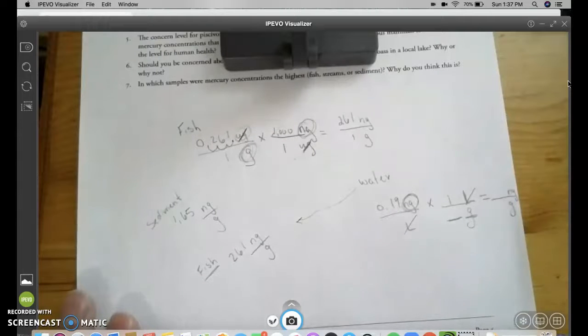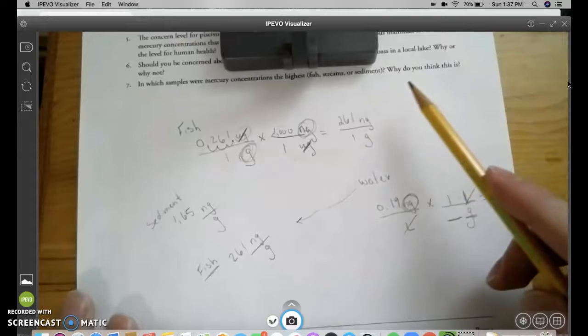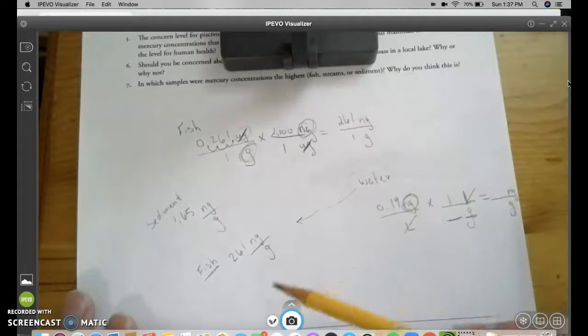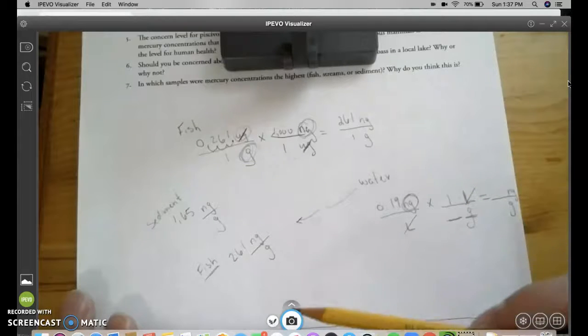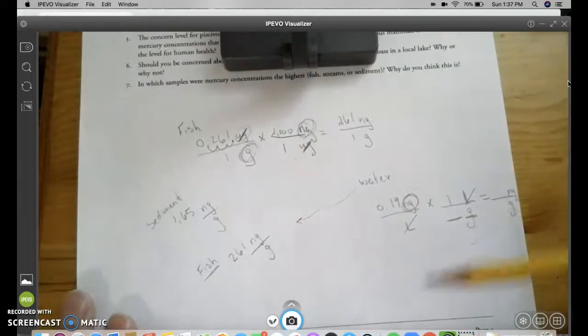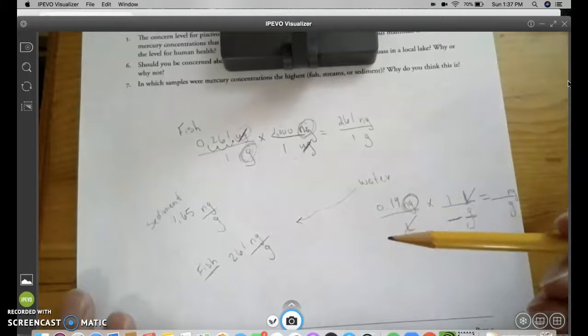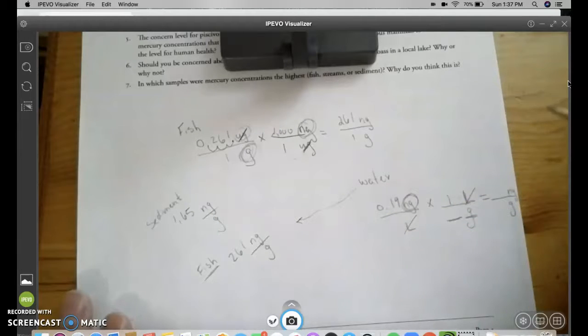Now, once you get that answer, then what number 7 is asking you to do is, why do you think that is? All right, so why do you think the one that you found is the highest above the other two? And for that, you're going to have to use the other video on biomagnification and bioaccumulation to give your reasoning for that. All right, I hope this makes sense.